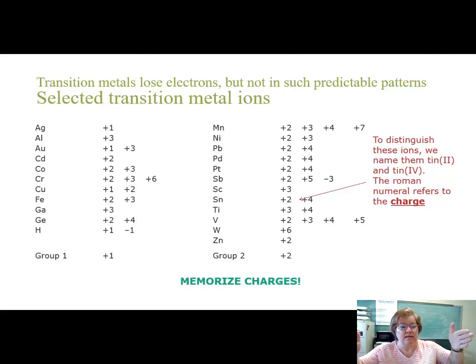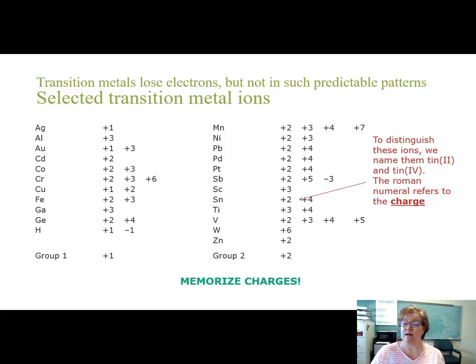Transition metals, these non-main groups, groups 3 through 12, are going to lose electrons because they're all metals, but not in such a predictable pattern. It is complicated because they do have valence electrons, but they also have non-valence d electrons that are pretty far out and sometimes get lost and sometimes don't. And so what we have just done is observed the patterns and have to memorize the charges that they can make. This is on your memorized stuff list, so you need to be memorizing these charges.